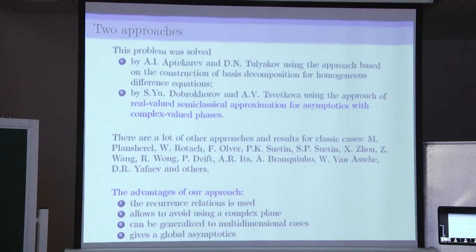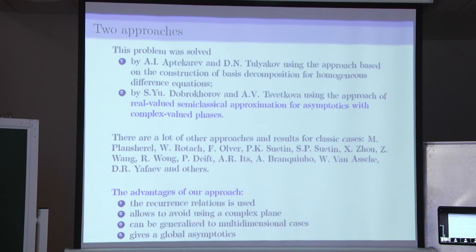There are some advantages of our approach. The first is that we use the recurrence relations, not the differential equation. In some situations, it might be important. The second is that we avoid using a complex plane. I'm not sure that the audience thinks that it is an advantage, but for us, for semiclassical approximation, this fact is important. If we want to use some standard methods, it is important to be on a real line.